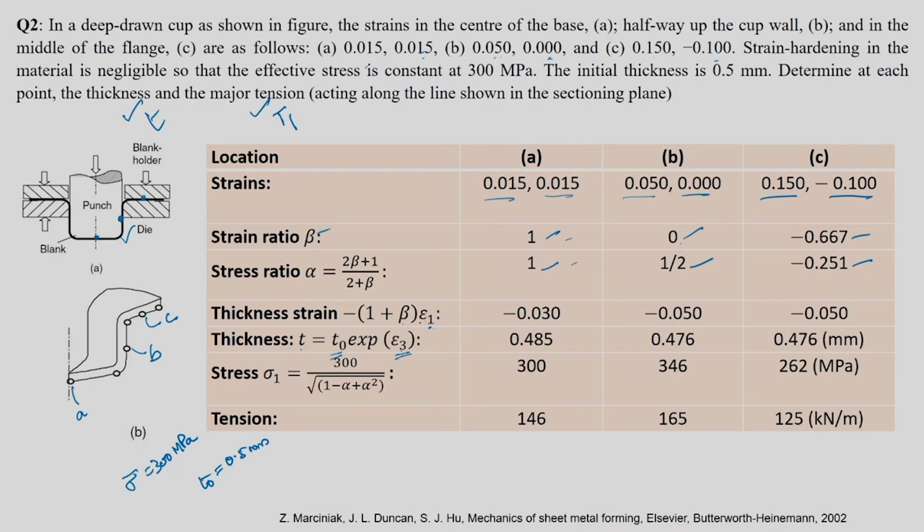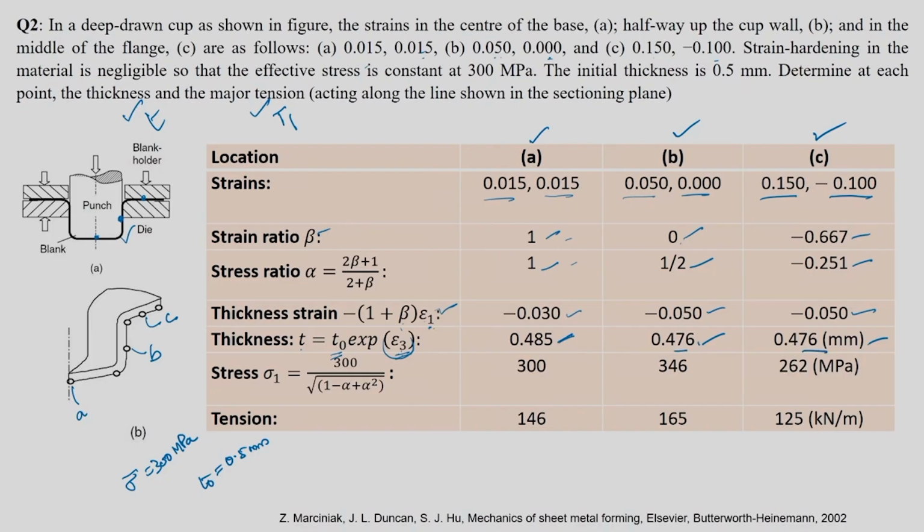Epsilon 1 is already given as 0.015. So minus of 1 plus beta is 1. You substitute everything here. You will get this value and this value for the different parts: A location, B location and C location. Now there is only one variable, that is epsilon 3, that you can substitute in this. You will get a new thickness 0.485, 0.456, 0.476. So there is a less decrement in balanced biaxial. You will see more change in thickness in case of these two.